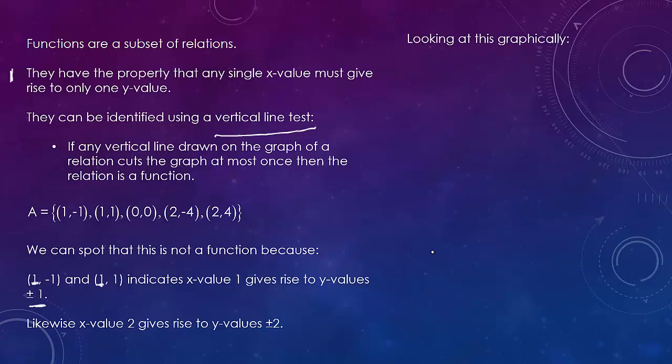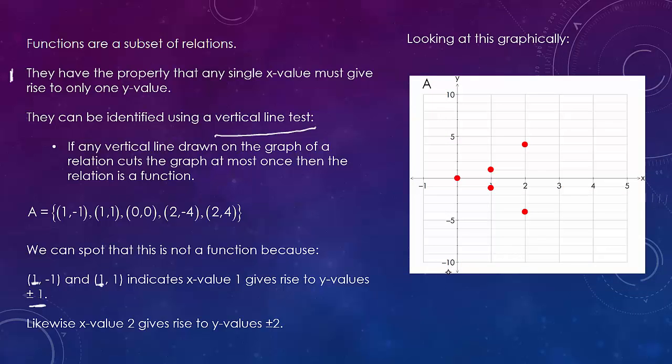Looking at this graphically, so here we have that set A again. And remember what we said about the vertical line test. Any vertical line drawn on the graph of a relation cuts the graph at most once. So it can cut it no times, it can cut it one time, but as soon as it cuts twice, it is not a function.